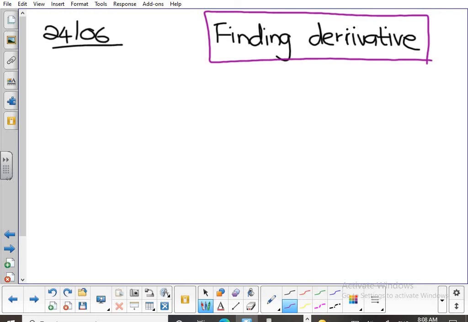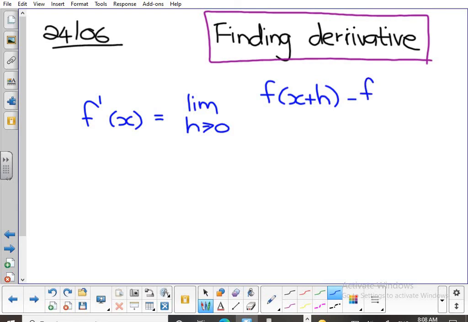Alright, so this formula that I showed you yesterday is the formula that we use to find what we call our first derivative. So it says the f of h plus x minus the f of x over h.